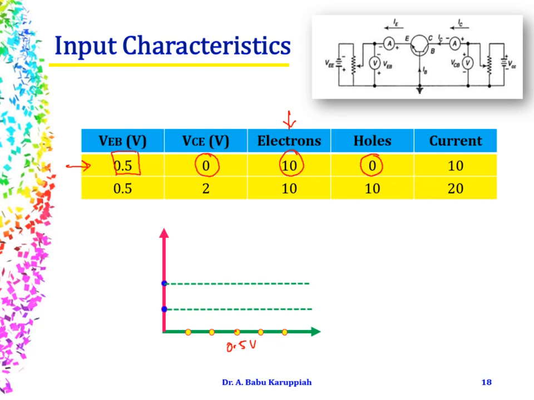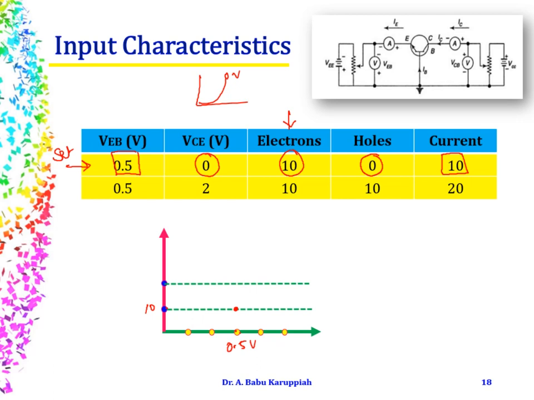So the total current is the emitter current plus the hole current. So the total is 10, right? And for 0.5 volts, this is for the first set of readings when VCB is equal to 0 volts, which we had drawn earlier. So at 0.5, the value of current is going to be 10. Say, for example, this is going to be 10. So you mark it here.